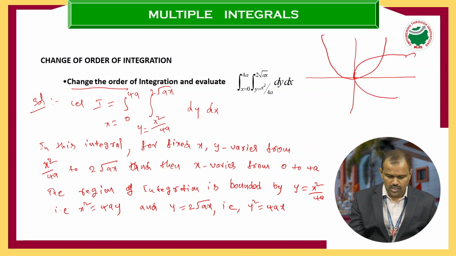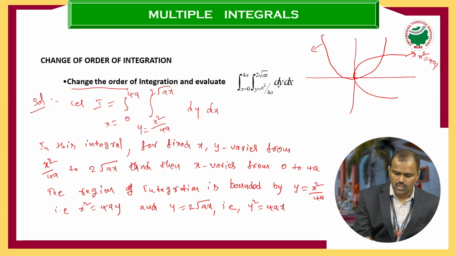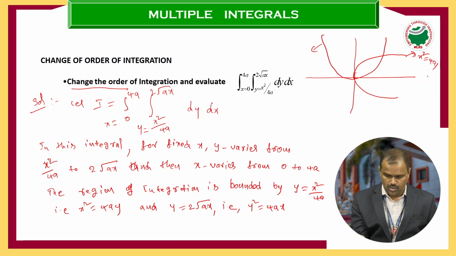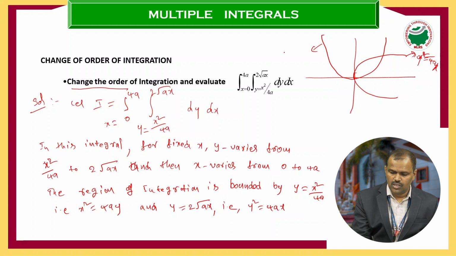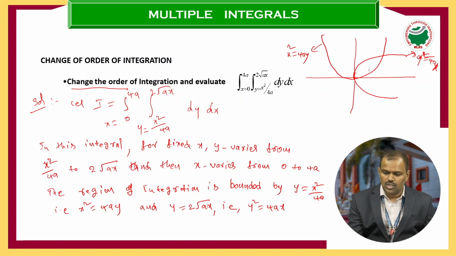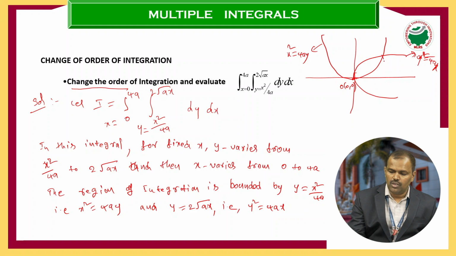This is x square is equal to 4ay, and this is y square is equal to 4ax, and this is x square is equal to 4ay. Now this is the region in which we have to integrate. It's very clear that this is the origin 0, 0, and this is the point of intersection.